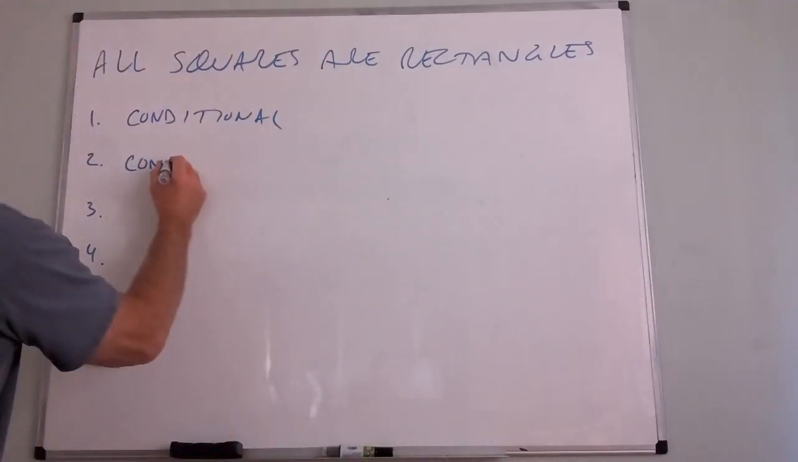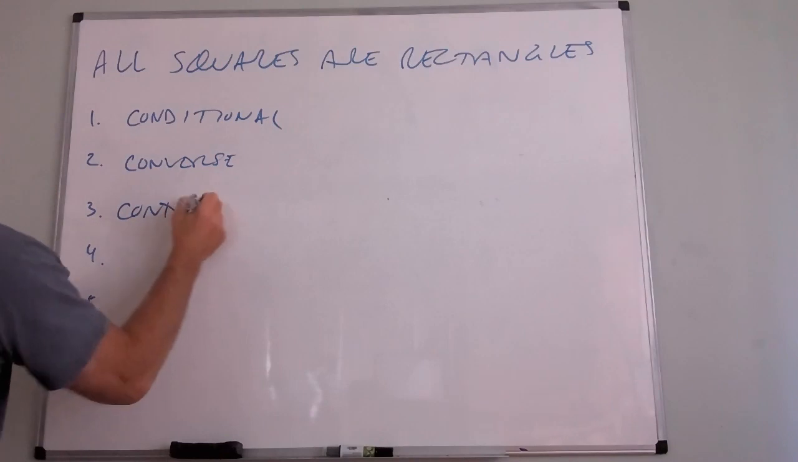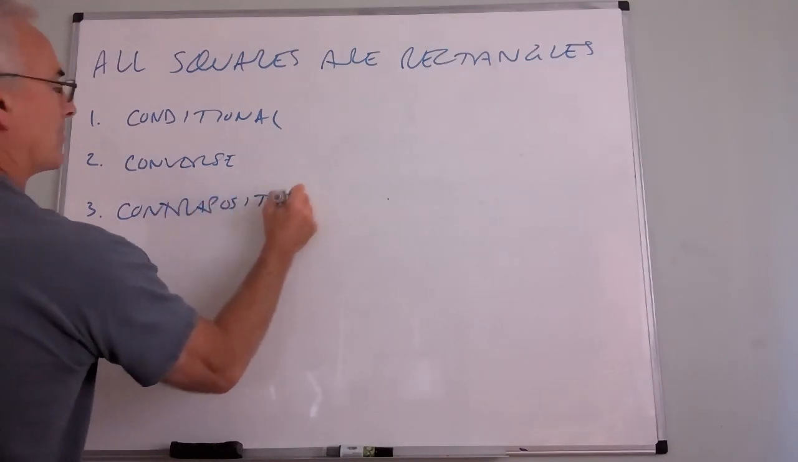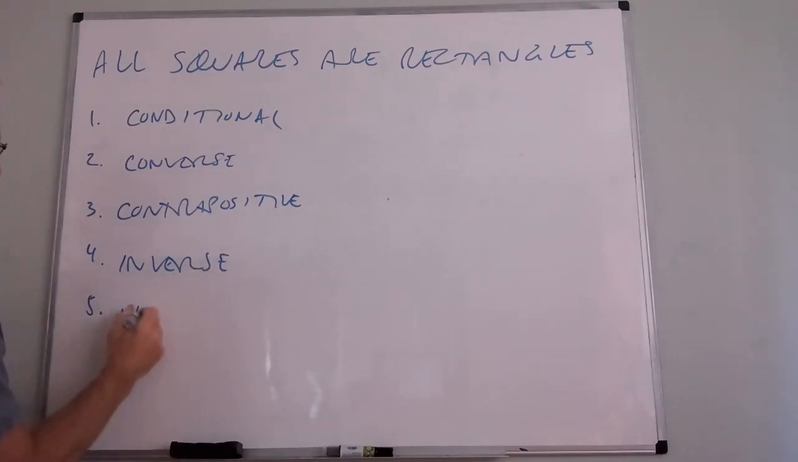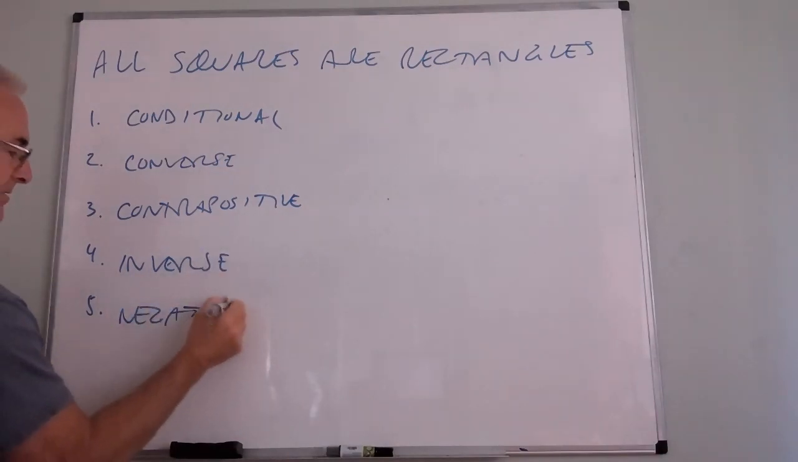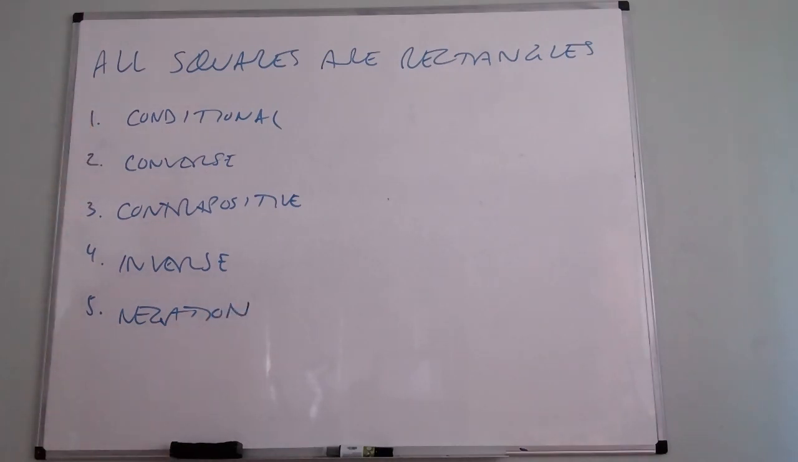So then you can write the converse, the contrapositive, the inverse, and the negation, which will probably be the hardest of the bunch. So I'm just going to give you a couple of minutes. I want you all to try this.